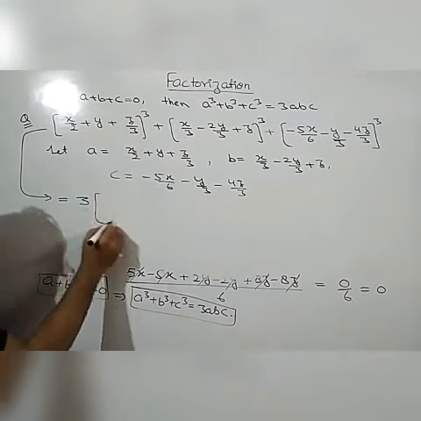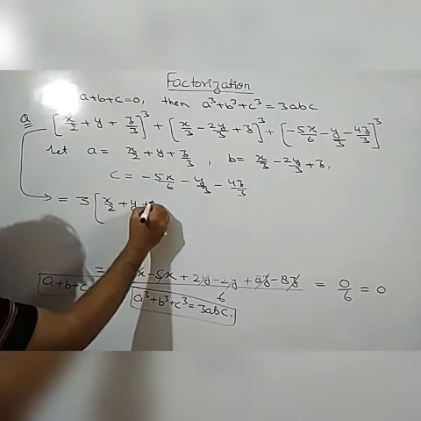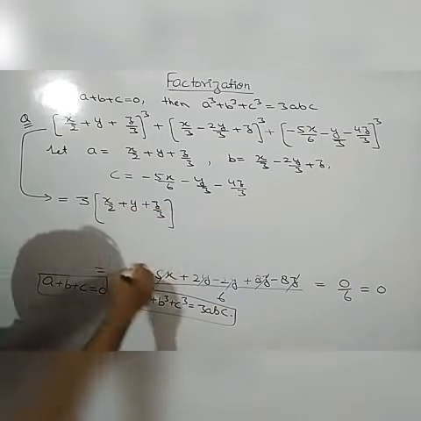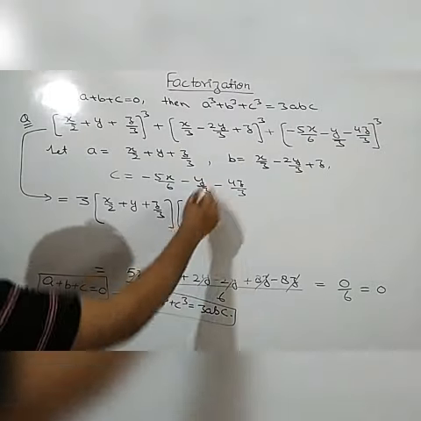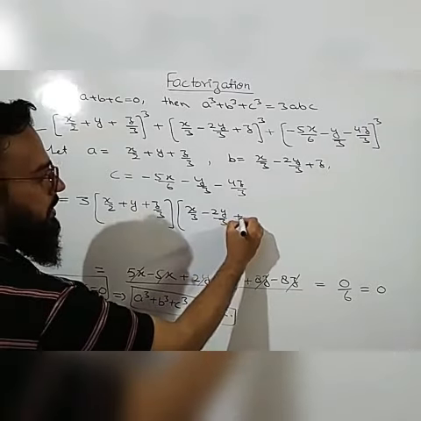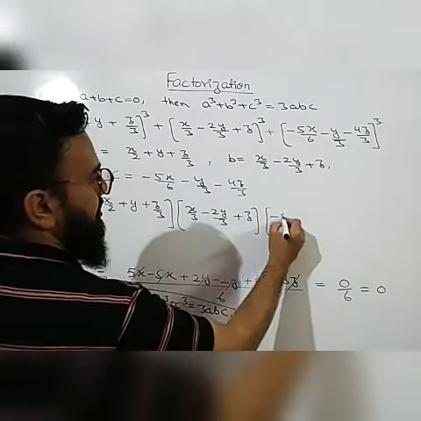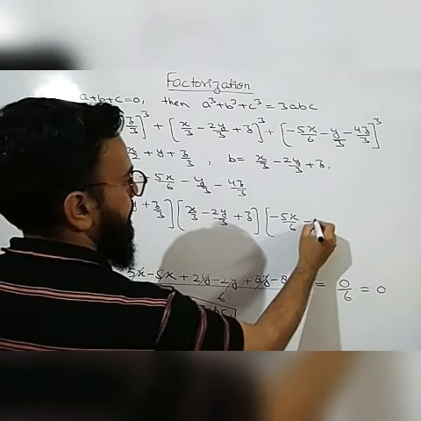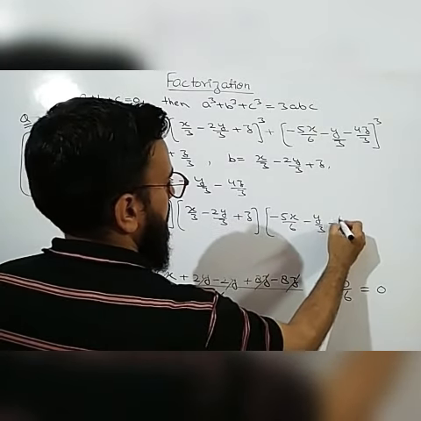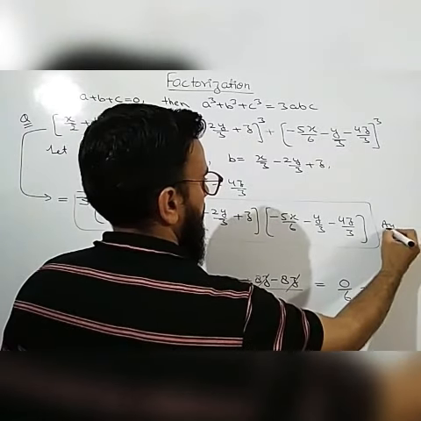Then what is a? A is x by 2 plus y plus z by 3. First bracket. Then the second bracket b. B is x by 3 minus 2y by 3 plus z. And the third bracket, which is c, it will be minus 5x upon 6 minus y by 3 minus 4z upon 3. And this will be our final answer, 3abc.